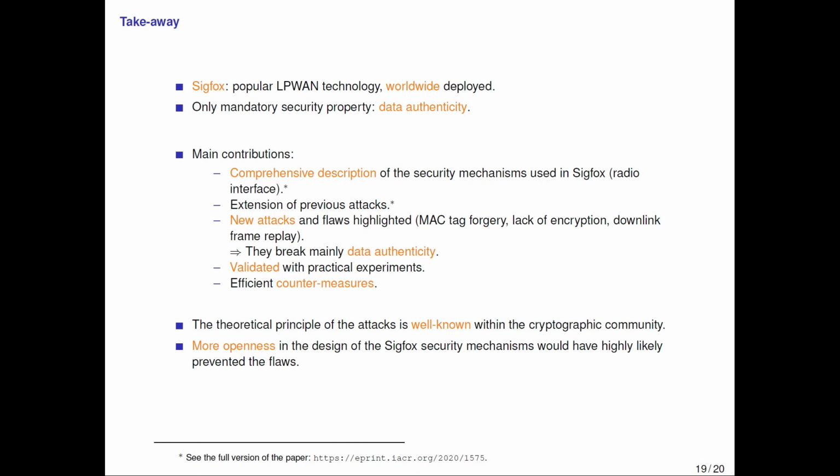To summarize, we have made an extensive analysis of the Sigfox protocol, which is worldwide deployed. Sigfox mandates only one security property, data authenticity. We have presented a comprehensive description of the security mechanisms used in Sigfox. We have extended previous attacks, and we refer the interested audience to the full version of our paper. We have also presented new flaws and attacks against Sigfox, the main one being the ability to make existential forgeries from clear or encrypted uplink frames. This attack breaks the only security property that is mandatory in Sigfox, which is data authenticity.